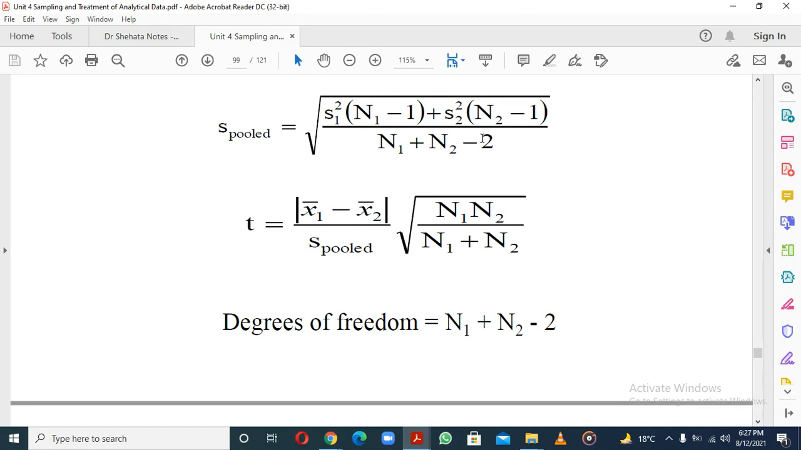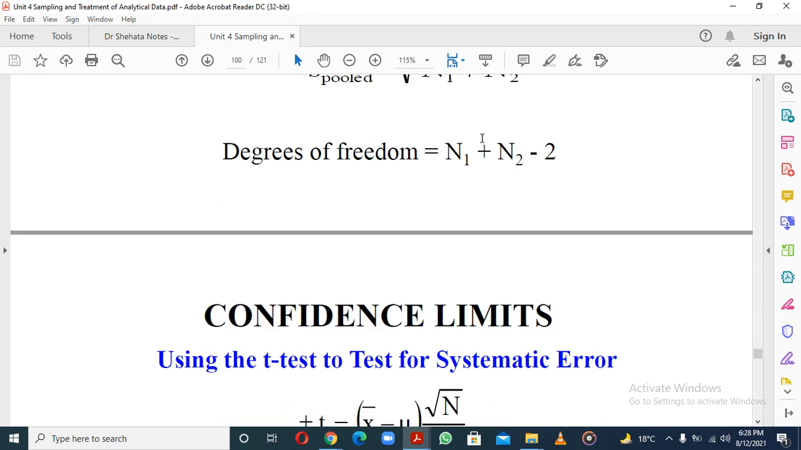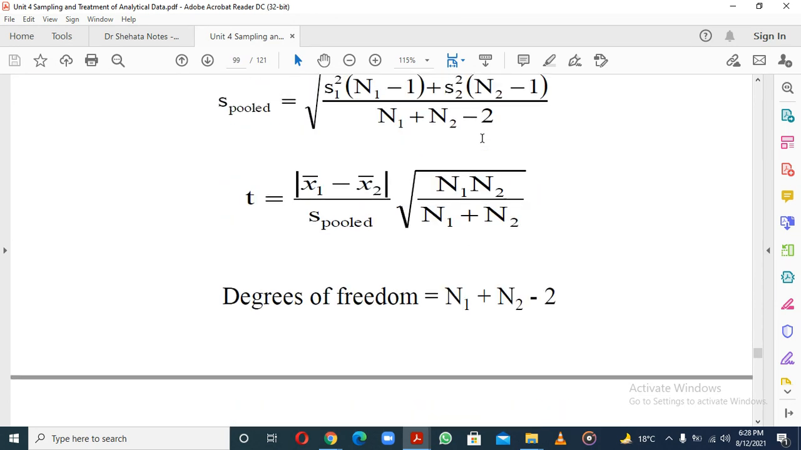So degrees of freedom, we know that for standard deviation, it's simply n minus 1, because we're just looking at one data set, isn't it? But for this one, because you are looking at two data sets, we have the number of samples in the first data set plus the number of samples in the second data set minus 2. So that's the degrees of freedom, and in the t-test, that's what you're going to be looking at.